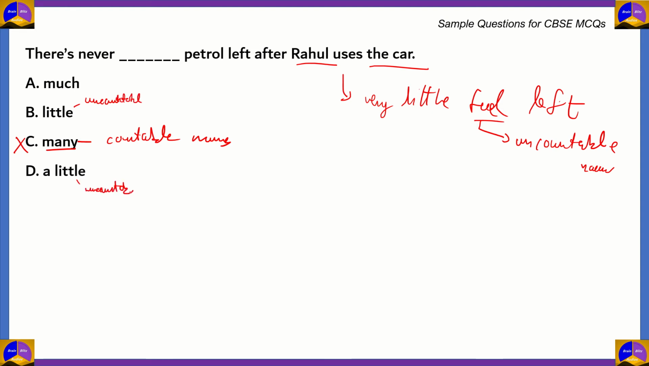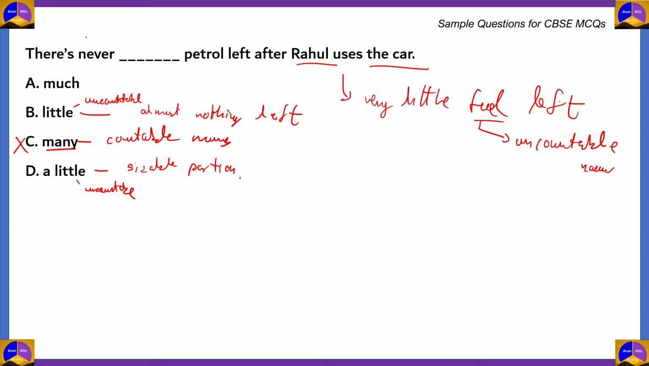but there is a catch. Little and a little do not mean the same thing. Little means that there is almost nothing left. So if the statement was there is little fuel left, then there would be almost nothing. However, if the statement is there's a little fuel left, then that means there is a sizable portion left, even though that portion is very less. So that's the difference between little and a little.